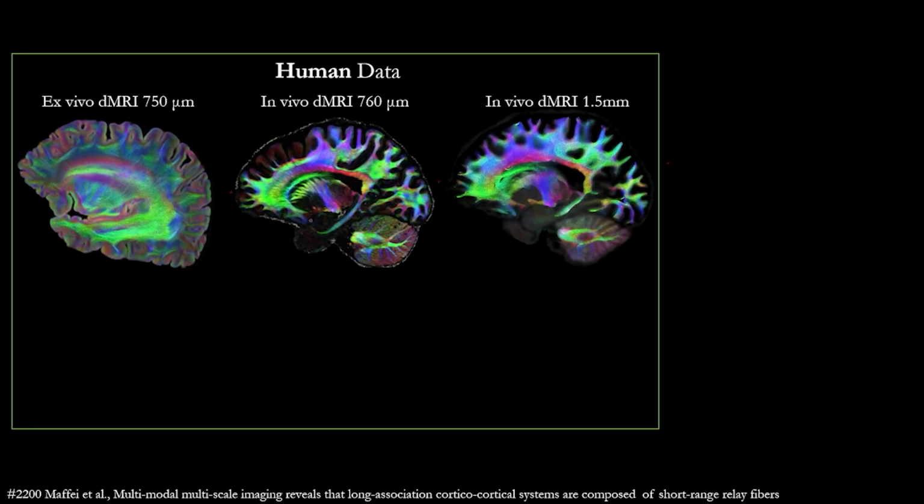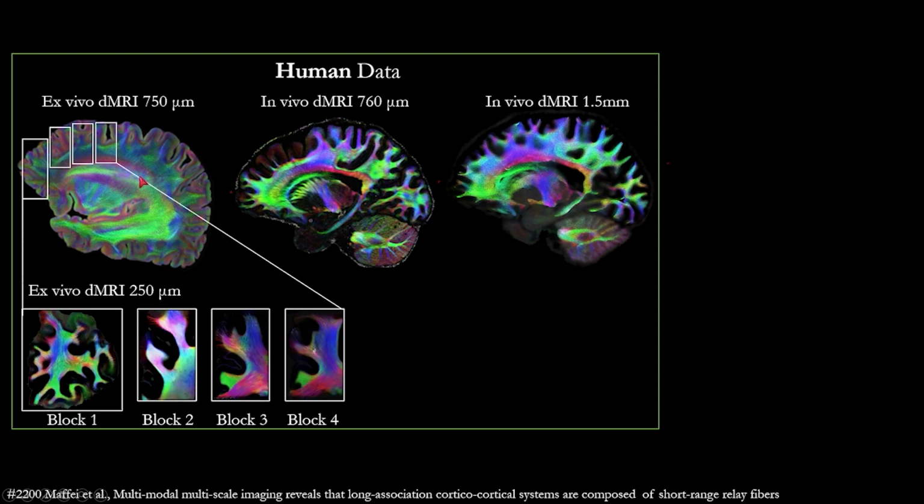and some studies arguing against the existence of the SLF-I at all. So to investigate the mesoscopic connectivity of this bundle, we combined in-vivo diffusion MRI data acquired at 760 microns and 1.5 millimeters with ex-vivo diffusion MRI acquired at 750 microns from 2 hemisphere samples, from which we obtained smaller blocks along the superior frontal gyrus that we further acquired at 250 microns in a small bore system.